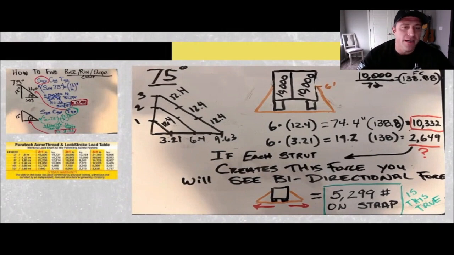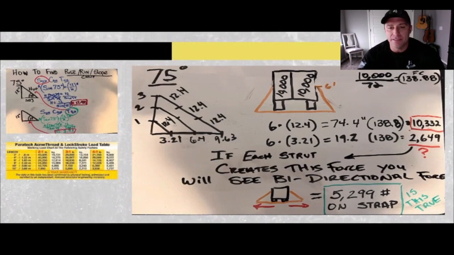Now I've got to find out what my strut's force is. I have a 6-foot insertion and I know that my units of multiplication is 12.5 per foot. So I'm going to take 6 times 12.5 and I'm going to get 74.4 inches. Now my strut just went from 72 inches to 74.4. I'm going to multiply that by 138.8, and I'm going to get 10,332 pounds. So my strut just increased by 332 pounds.